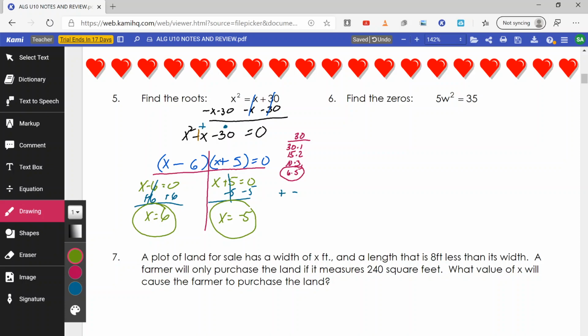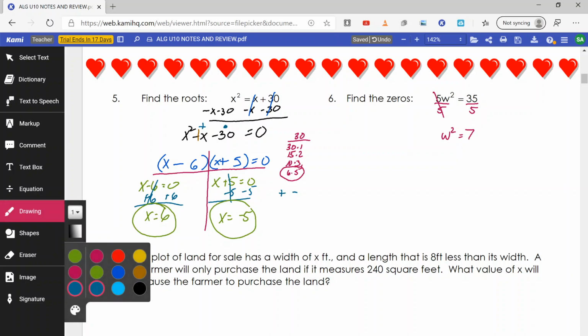Number 6, we are asked to find the zeros. 5w squared equals 35. This one, we could separate it. However, if we look at it as a straightforward equation, 5w squared equals 35, this one, we don't have to work as hard. We can actually just solve for w. w is on one side, numbers on the other, so we're good there. So first thing first, we want to divide by 5 here. Because 5 divided by 5 leaves me with w squared. And then 35 divided by 5 gives me 7.